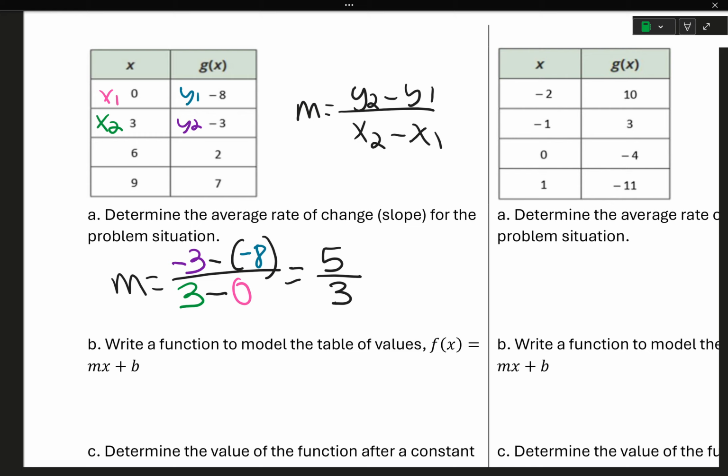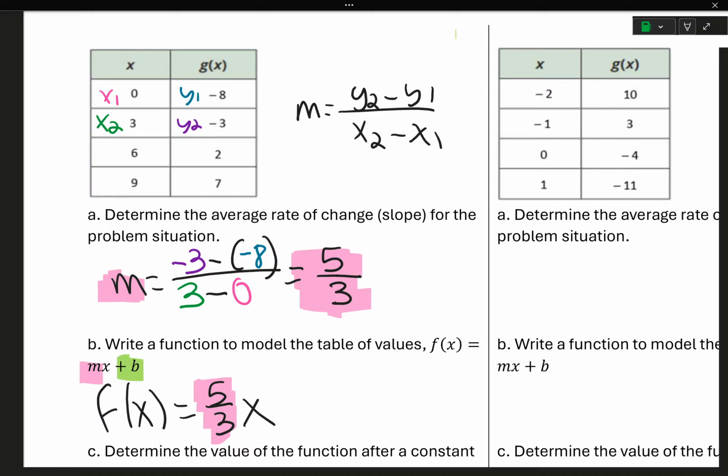Can we reduce 5 over 3? If you're not sure, put it into your calculator and click enter. See what happens. Turns out 5 over 3 is as reduced as it gets. So we have our slope. Let's start writing our model. F of x equals 5 over 3x. Now I gotta find b.